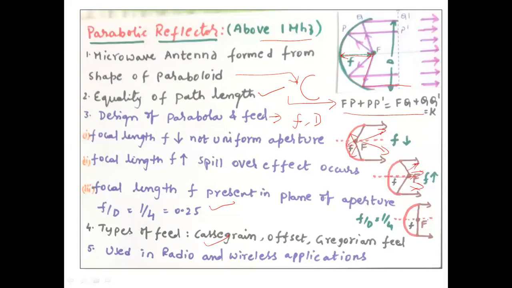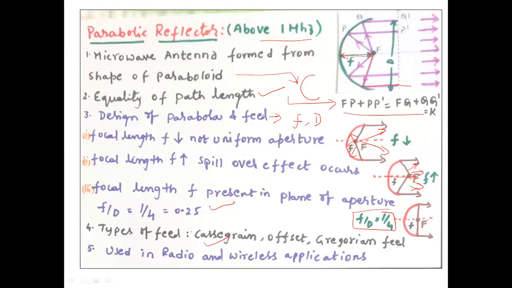So how do we choose that value? Simply, the F by D ratio should be equal to 1 by 4. That means mathematically, it should be exactly at the mouth of the diameter; this should be our focal length. In such a case, your antenna radiation will be perfect. So in a standard way, the focal length of the parabola is decided as F by D equal to 1 by 4. F is the focal length, D is the diameter width, okay?